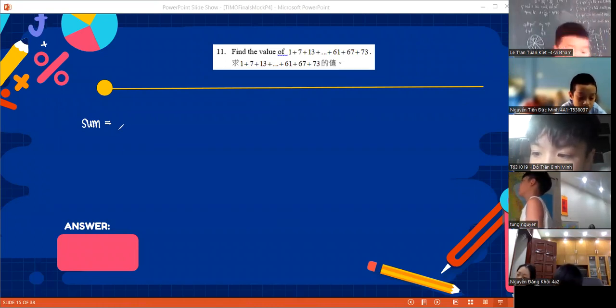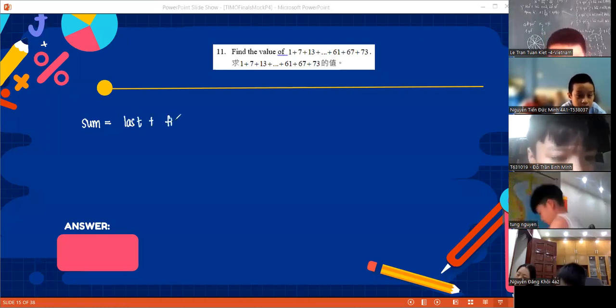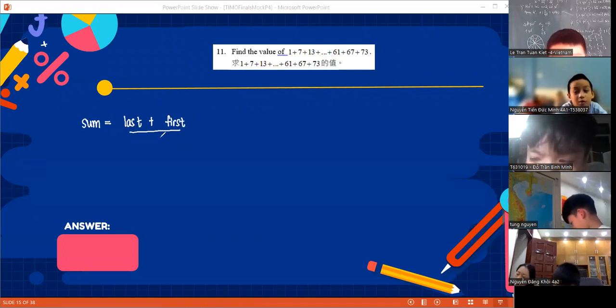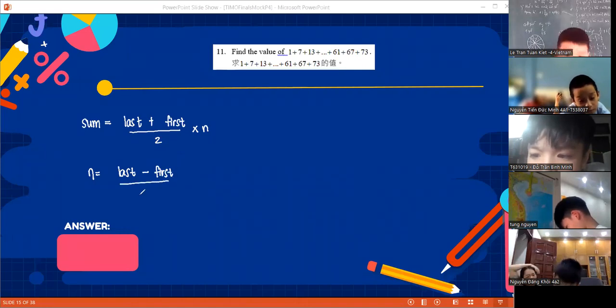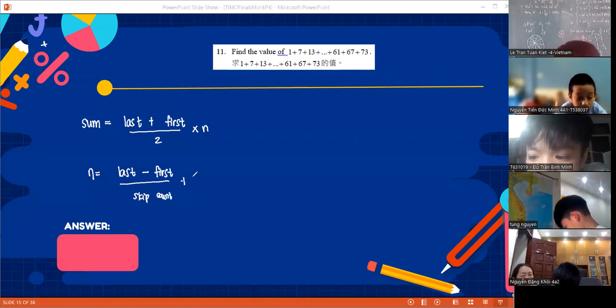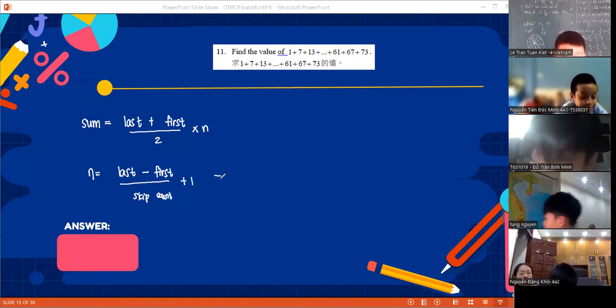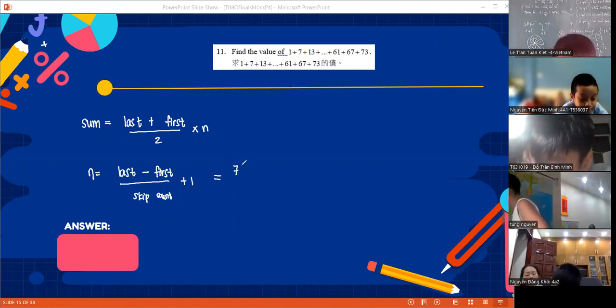Okay? So the sum would be the last number plus the first, divided by 2, meaning the average of the last and first, times the number of terms. So the number of terms here is 73 minus 1, because it's last minus first, divided by the skip count, and then plus 1. So we're going to solve for this one first. What's the last number? 73. What's the first number? 1.